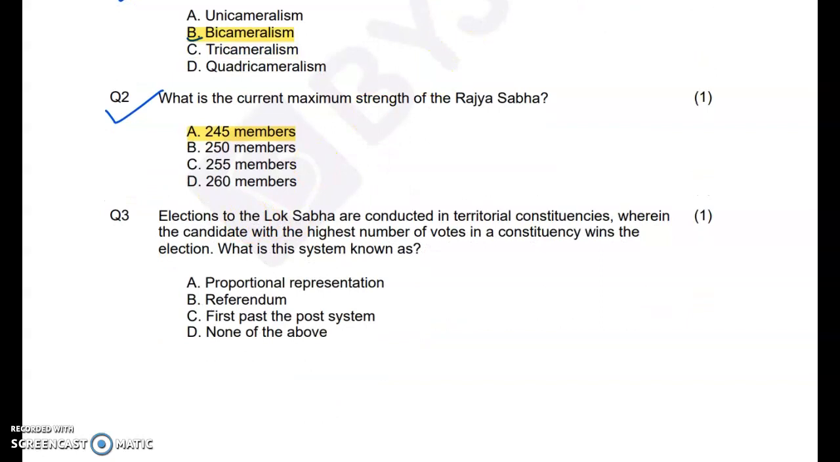The elections to the Lok Sabha are conducted in territorial constituencies, wherein the candidate with the highest number of votes in a constituency wins the election. What is the system called? I know this is out of syllabus. Maybe it is not in your syllabus. The answer is the first past the post system. You'll be studying this in detail when you reach class 11th or 12th.